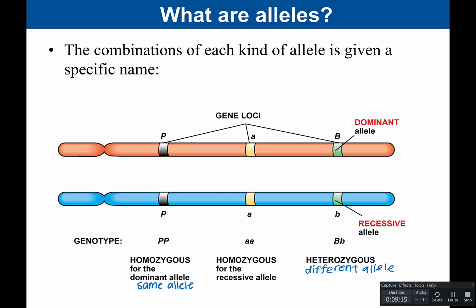So you could be homozygous for the dominant allele. Notice that this would be big P, big P. You could be homozygous for the recessive allele. This one is going to be little a, little a. Or there could be heterozygous. Hetero means different. So big B, little b. Notice that those alleles are different. And so that would then be heterozygous.